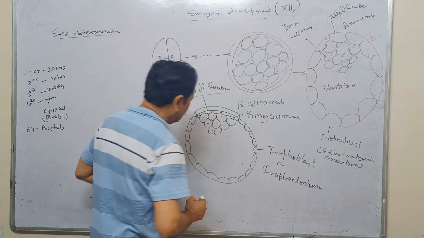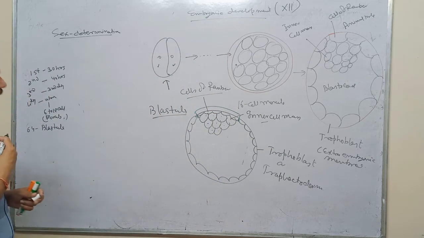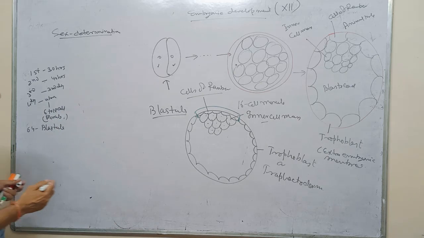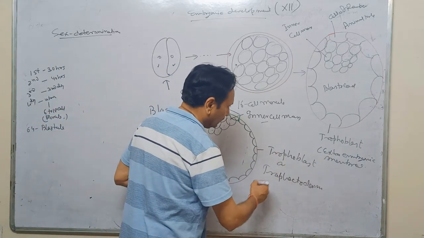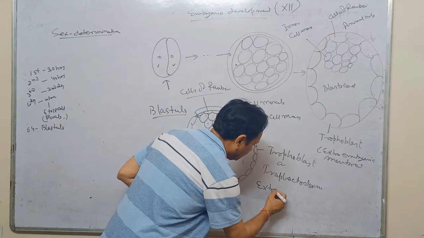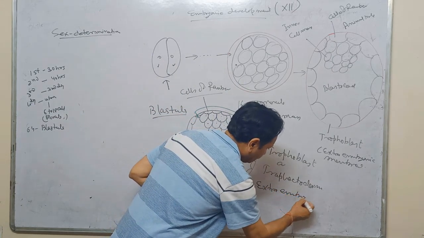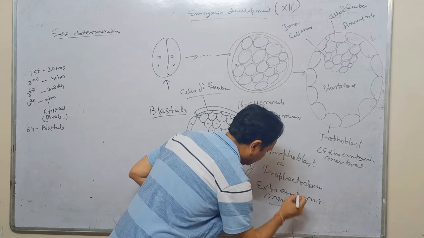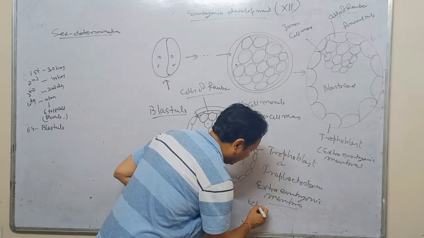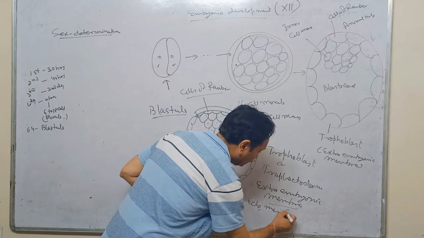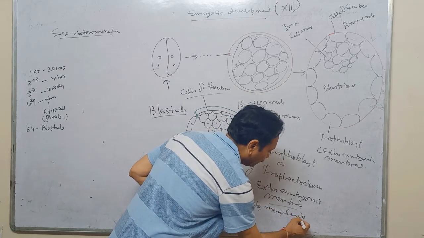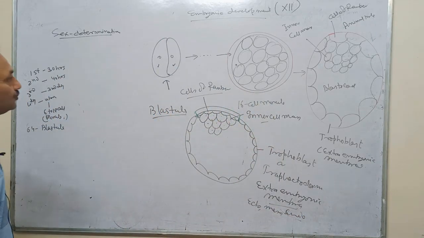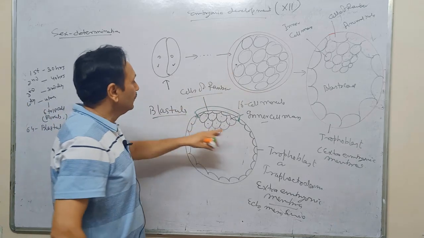Actually, this inner cell mass is the embryonic part of this structure. Here the embryo is formed, and this trophoblast or trophectoderm will form the extra-embryonic membranes, that is, extra-embryonic ectoderm and mesoderm. We will discuss how this will convert into ectoderm, endoderm and mesoderm, and how it will convert into the embryo.